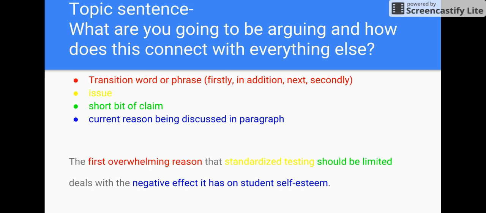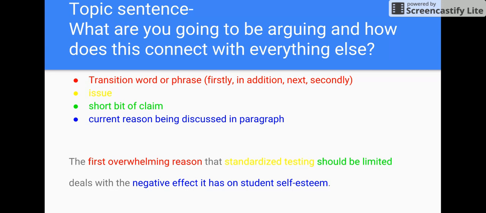The next part is your issue. Remember, that's your one short little thing. Third part is your claim, and you're not going to put your whole claim, but just a little bit to remind your reader. And then the fourth part is whatever reason you're discussing in that paragraph that goes with your claim. So let's look at my example here, and I color-coded it.